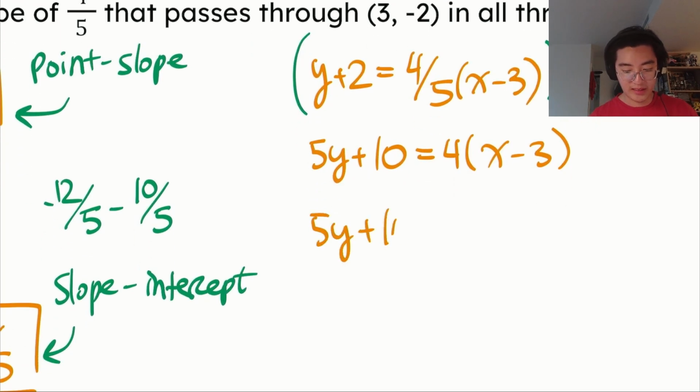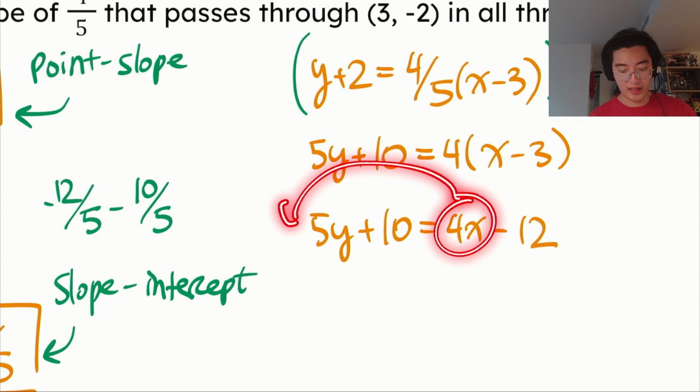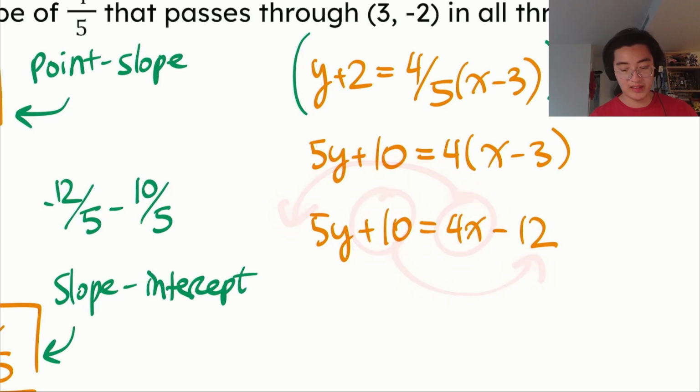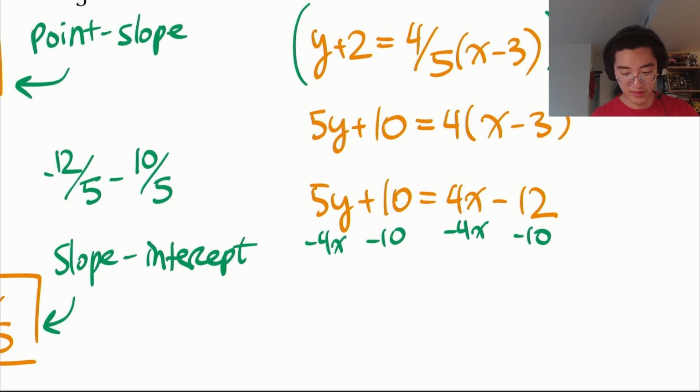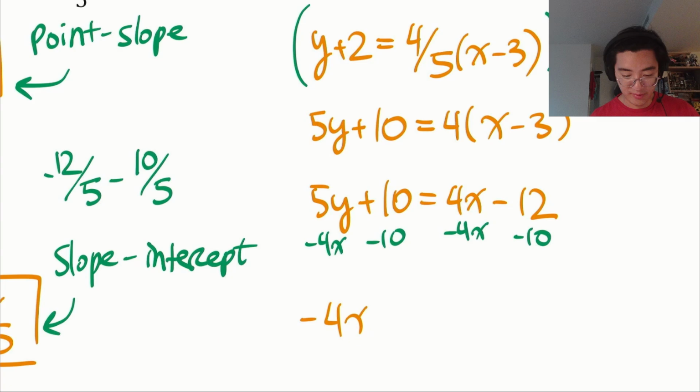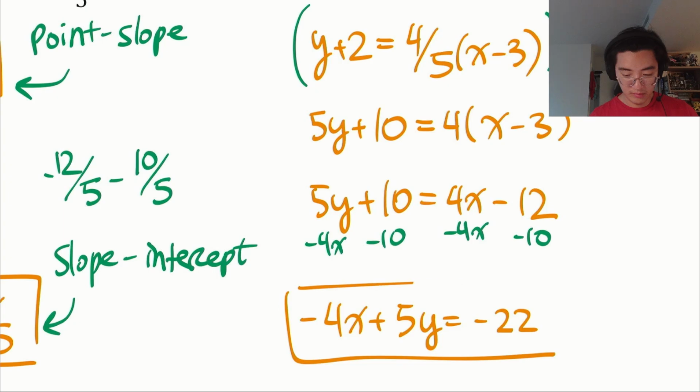Next, we expand out the bracket. And then lastly, we want to make sure that the x and the y are on one side and then the constants are on the other side. So we can minus 4x at both sides to move it, and then minus 10 to both sides to move the constant over. So we get negative 4x plus 5y equals 222. Okay, that's the general form.